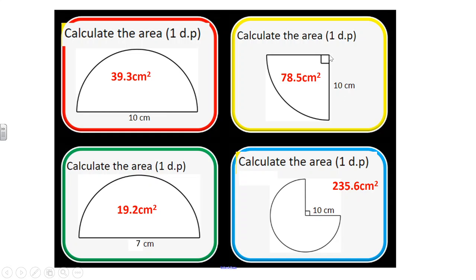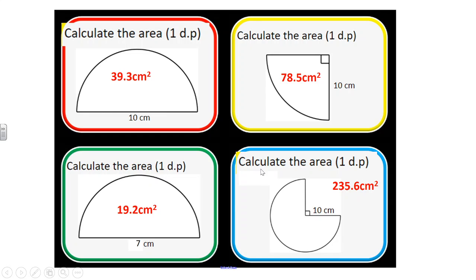This one, we have a radius of 10, so pi times 10 squared to get the full circle, and then the full circle divided by 4 to get the answer of 78.5 centimetres squared. This green one down here, so we've got a diameter of 7, so the radius would be 3.5, so we're going to do pi times 3.5 squared to get the full circle, and then divide that by 2 to get 19.2 centimetres squared.